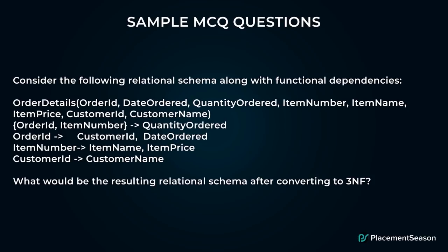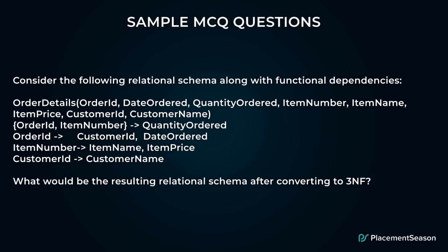Then they have given the relation: order ID and item number. So quantity ordered depends on order ID and item number. And then customer ID and date ordered depends on order ID. Item name and item price depends on item number, and customer name depends on customer ID. Or we can say in both the ways. The question is, what would be the resulting relational schema after converting to third normal form?